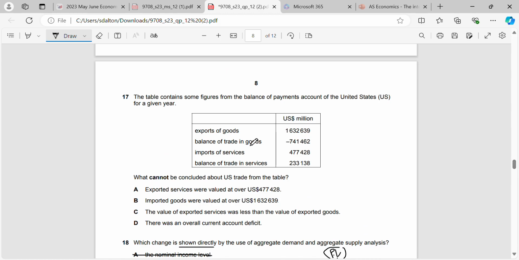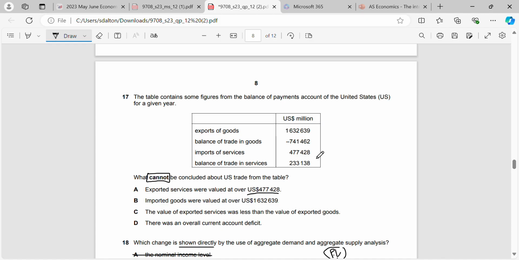Question 17. The table shows some figures from the balance of payments account of the US for a given year. What can't be concluded from the table? Okay, so export services were valued at over US 477.